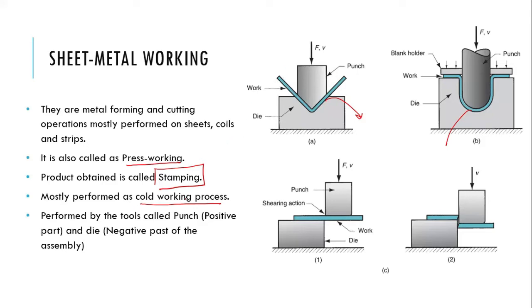That's why they are mostly performed as a cold working process, and cold working has some advantages, like it increases the strength of the material, and we will discuss how. So that is why sheet metal working operations are mostly performed as cold working. They are performed by tools. The positive part, the movable part, is known as a punch, and the stationary part, the negative, you can see the negative part here, is known as a die. So this one is a die, this one is a punch. While in some cases there are some other features involved, and we will discuss all of these in the next chapter.